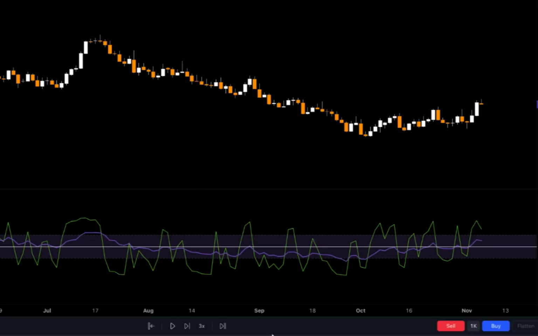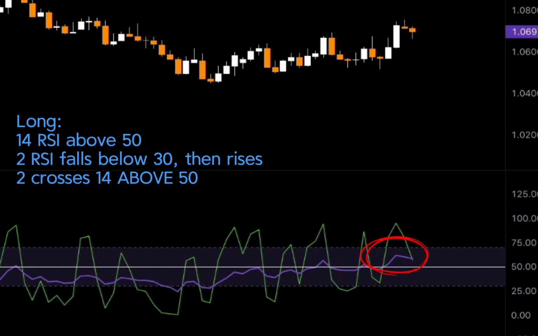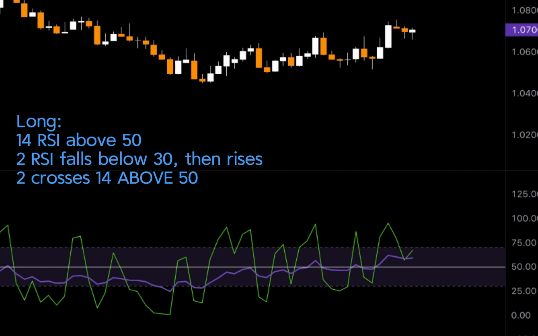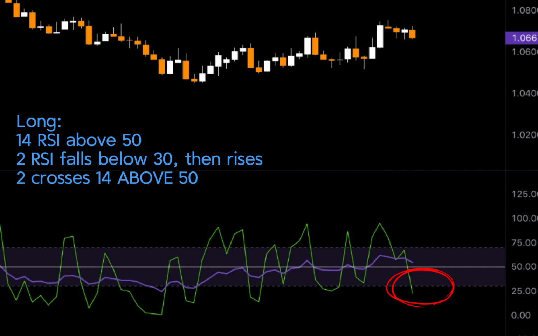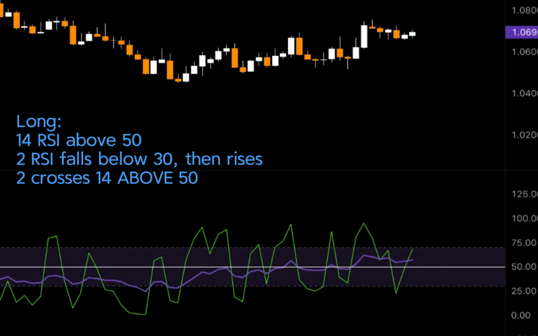The strategy rules are simple. For a long position, the 14-period RSI, the purple line, must be in the top half of the indicator, above the 50 line, and the 2-period RSI, the green line, must dip below the 30 line at the bottom and head back up. The signal is given when the green line crosses the purple line above the 50 line. This indicates that the price has sufficiently pulled back and has now gained momentum in the direction of the trend.